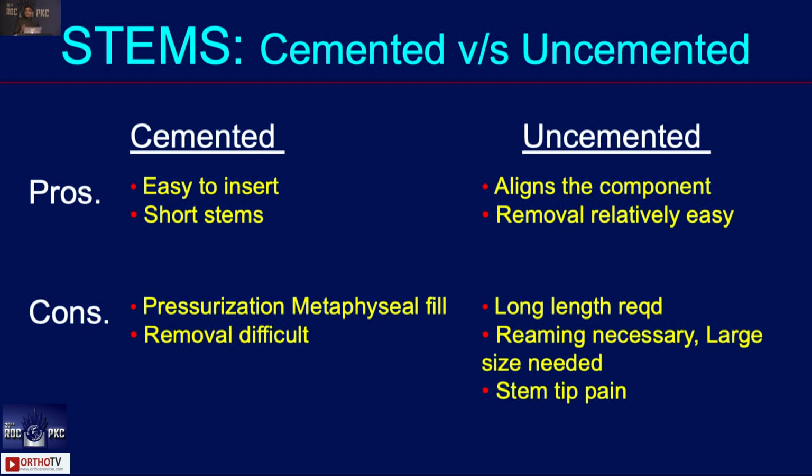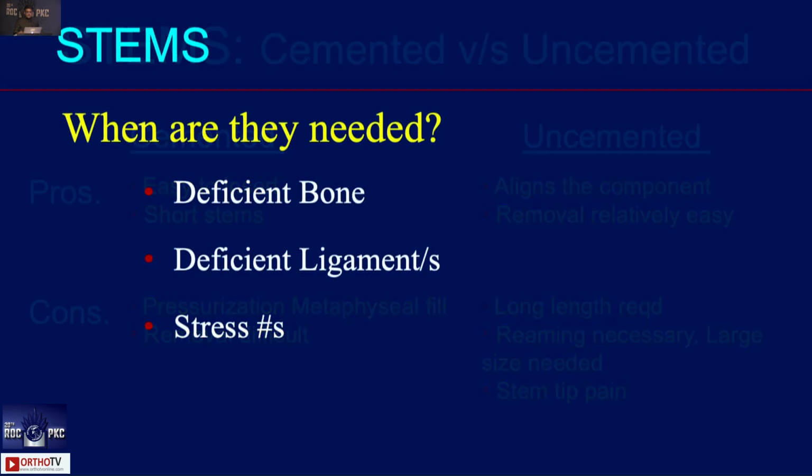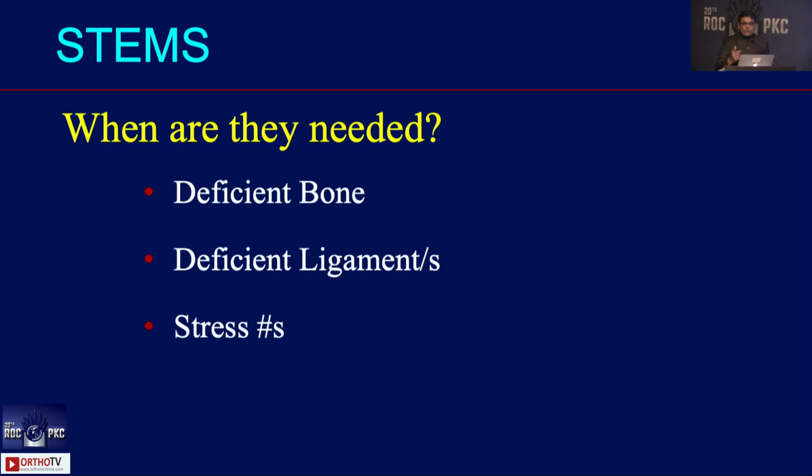So these are the basic differences. But what I would like to do now is to go through the different scenarios and understand that when we need a stem, can you go for cemented or uncemented? So basically, when do you need stems? In a revision scenario, 3 things.